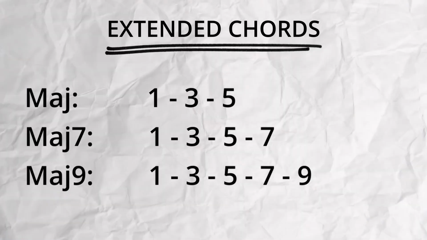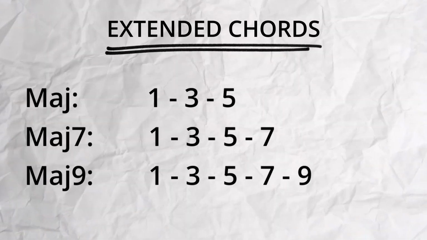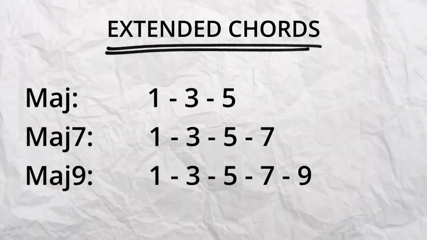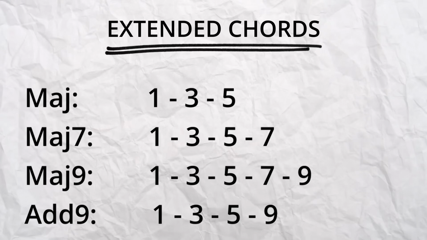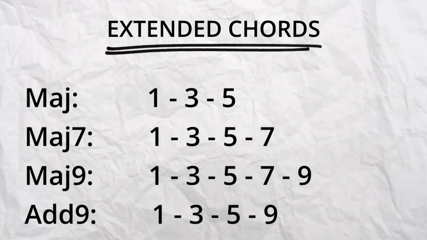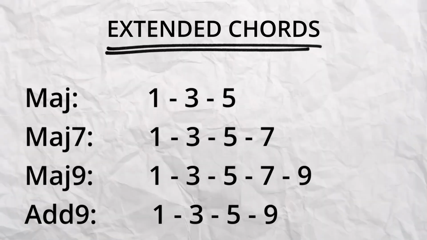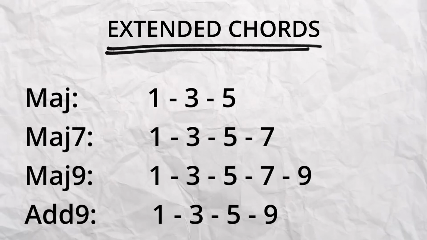For your major 9th chord, you've got the root note, the major 3rd, the perfect 5th, the major 7th, and the major 9th. Something to note, if we were to leave out the major 7th in this chord, where we'd have the root note, the major 3rd, the perfect 5th, and the major 9th, this would then be called an add 9 chord, something to look out for.